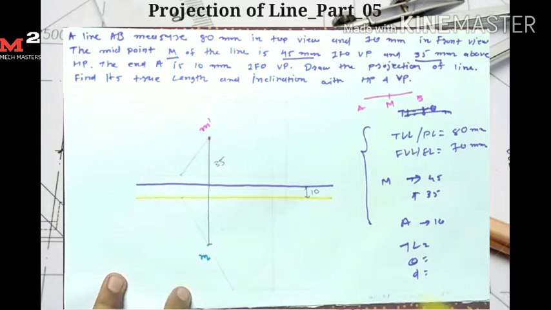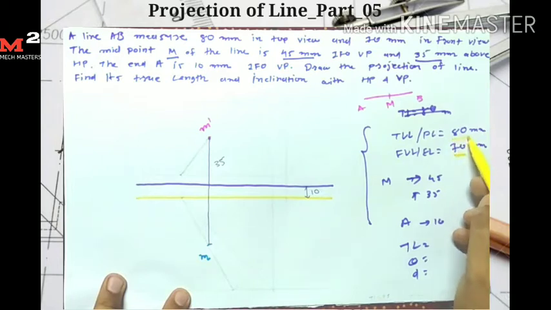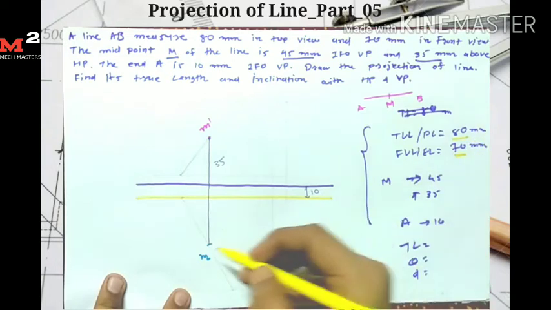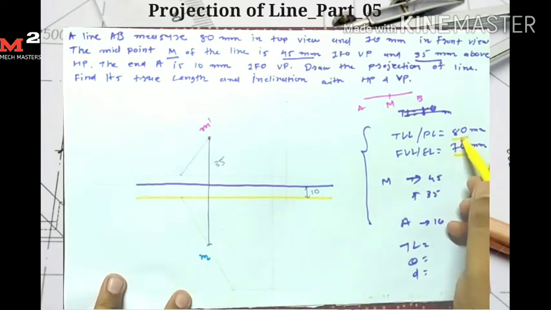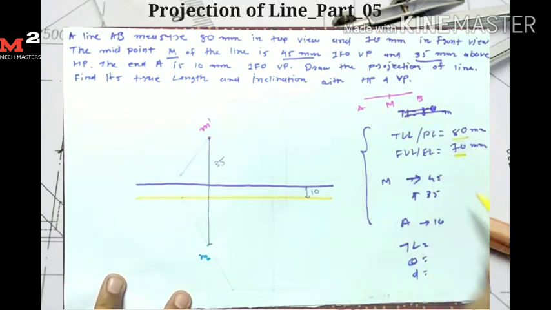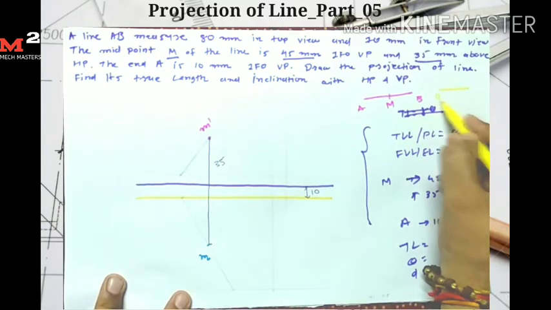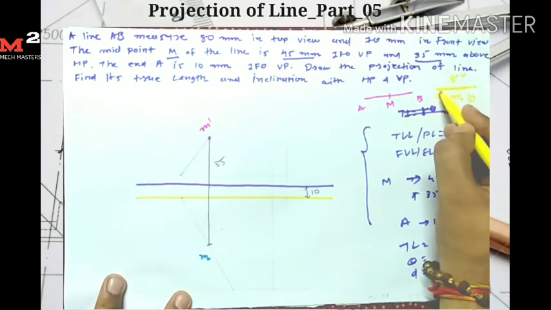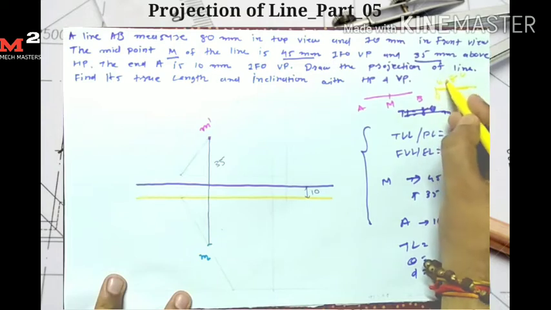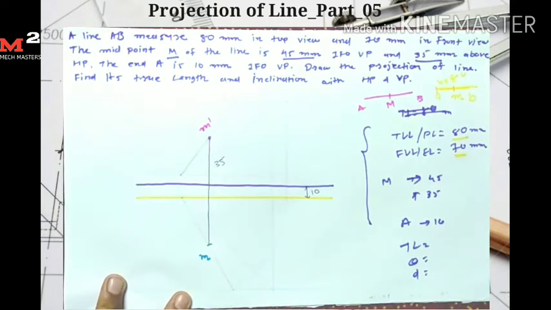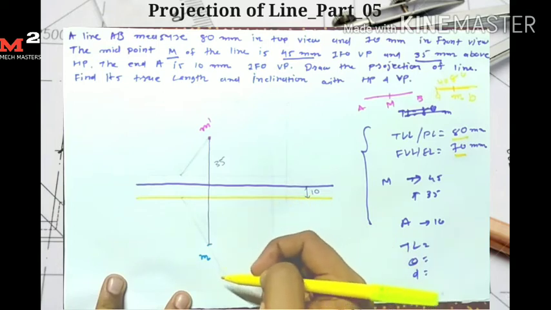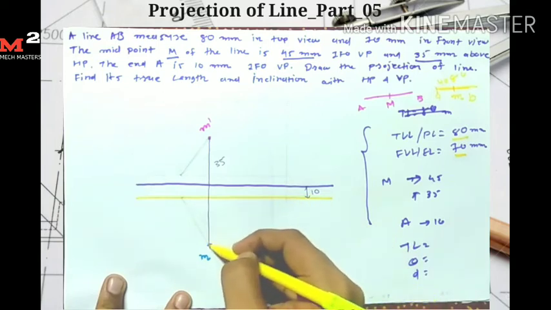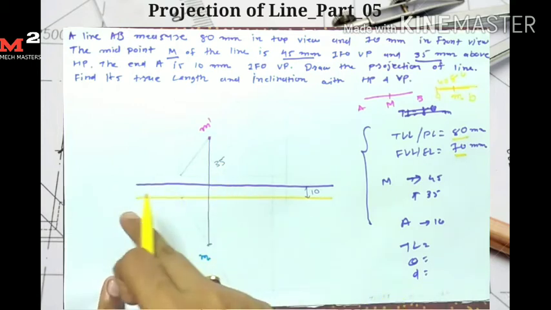Now here the front view length is 70 mm and the top view length is 80 mm. So if the top view length is 80 mm, then the final top view length of line AB is equal to 80 mm. M is the midpoint of the line, so the distance between point A and M is 40 mm. So for finding the point A I have two conditions: its distance from point M is 40 mm, and I get the point A on this line.